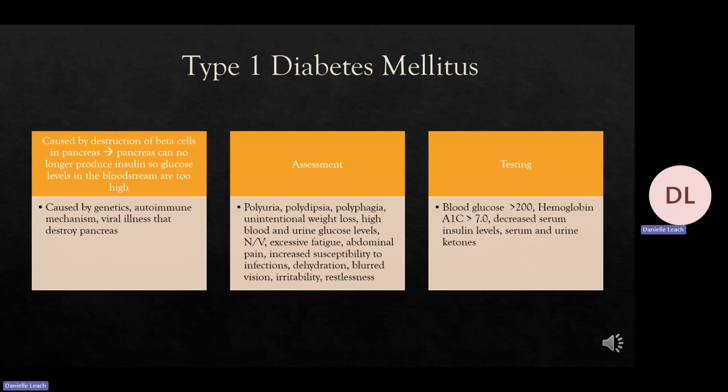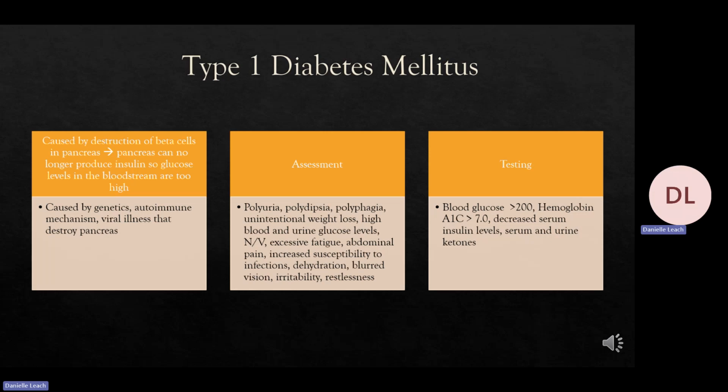On assessment, the child would have polyuria, polydipsia, and polyphagia. They could also have unintentional weight loss, high blood and urine glucose levels, nausea and vomiting, excessive fatigue, abdominal pain, increased susceptibility to infections, dehydration, blurred vision, irritability, and restlessness.